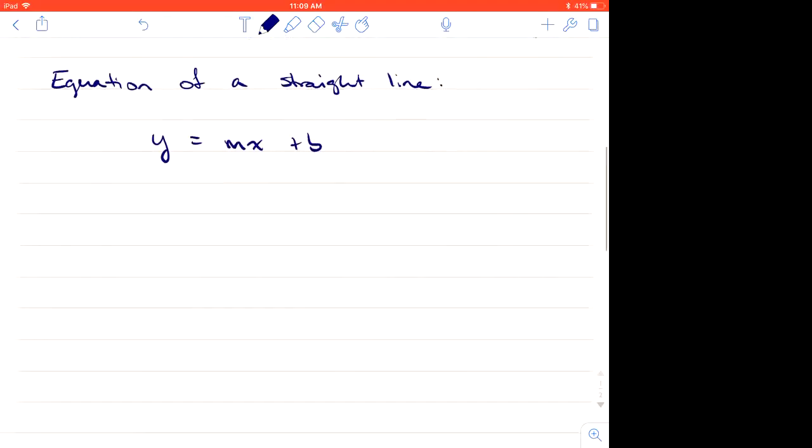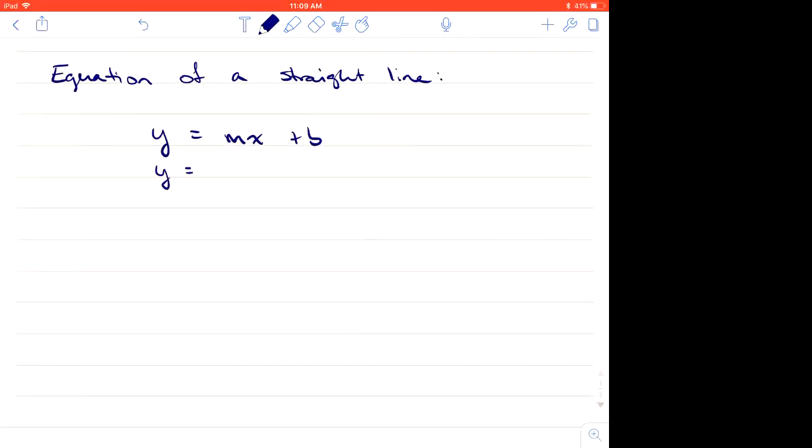Or you might have seen something like y equals ax plus b, or even y equals a sub 0 x plus a sub 1. You can do that. But you've probably only seen y equals mx plus b. The setup for these is the same. We have one variable attached to the x. So whatever variable is attached to the x, that's your slope. And then you have one variable that's on its own, and that's going to be your intercept.